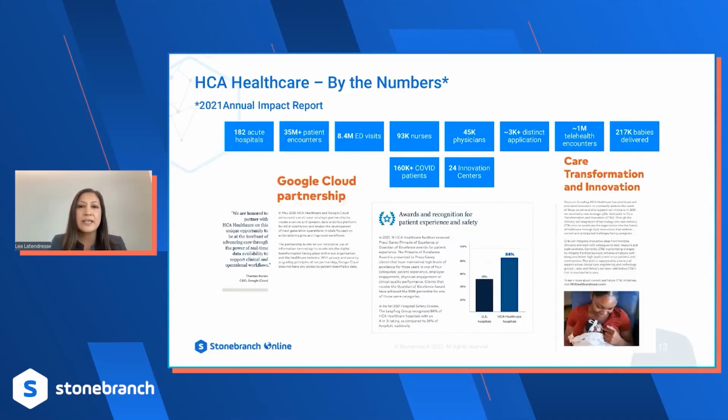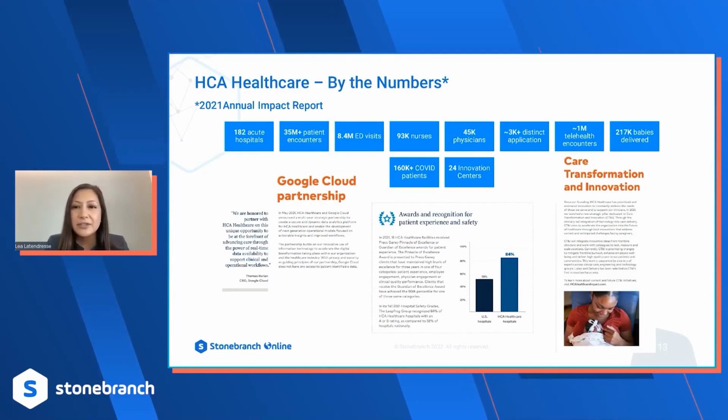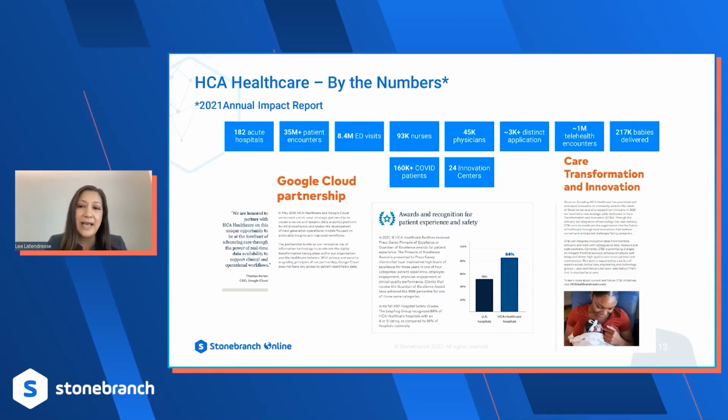So we'll step through first a little bit about HCA as an organization. These numbers are available on our public website. I took this from our 2021 annual impact report. As you can see here, 182 acute care hospitals, 35 million plus patient encounters, 8.5 million ED visits annually, close to 100,000 of our nursing workforce, as well as about half of that in our physician provider volume and population.